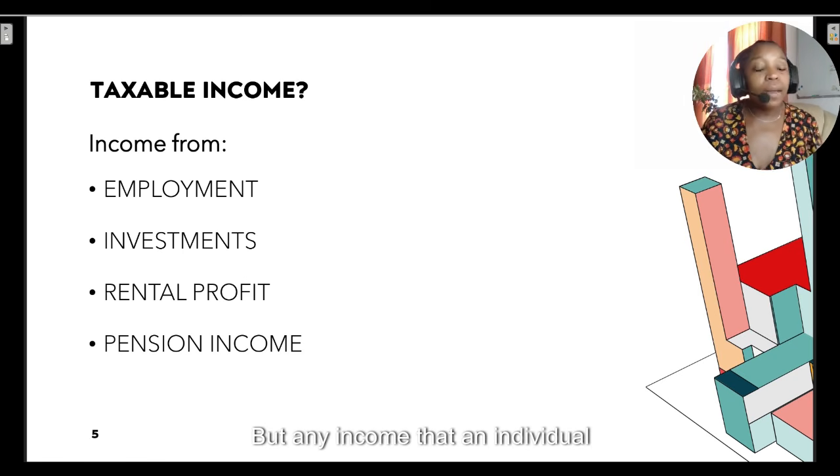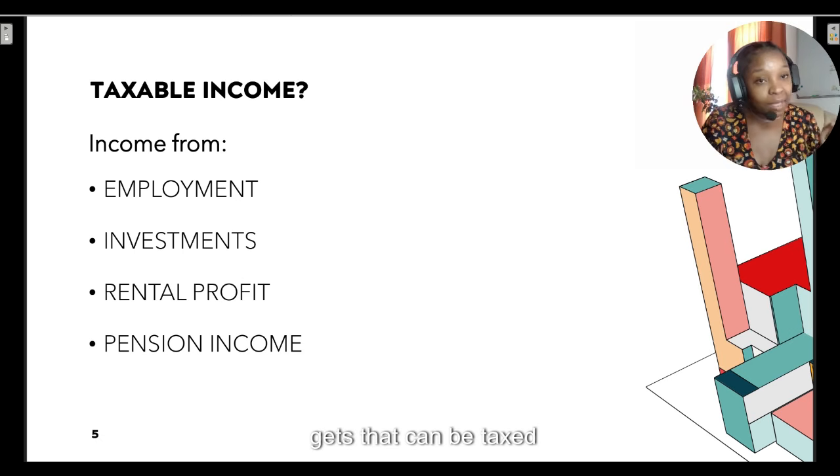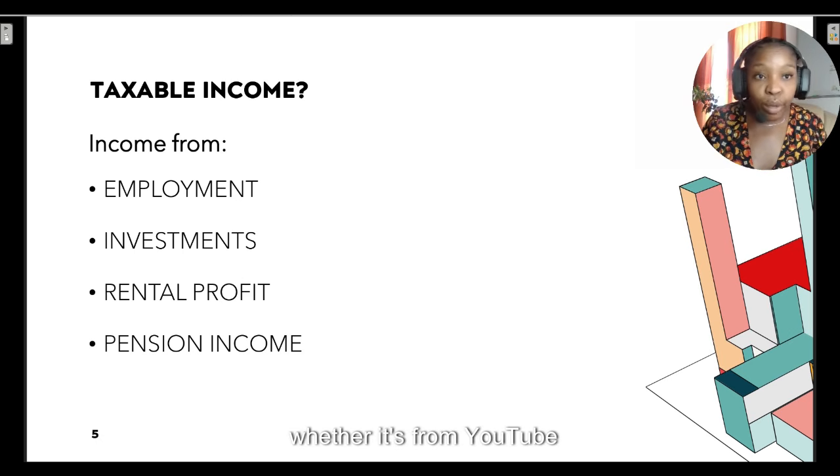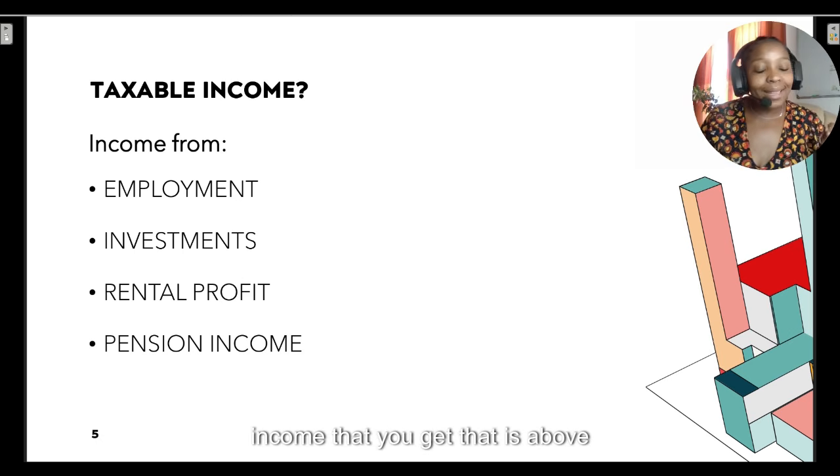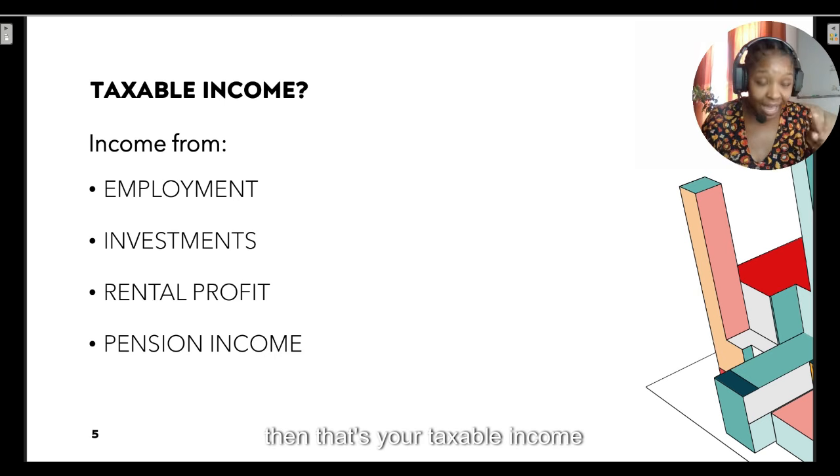But any income that an individual gets that can be taxed, whether it's from YouTube, whether it's income that you get that is above the tax threshold, then that's your taxable income.